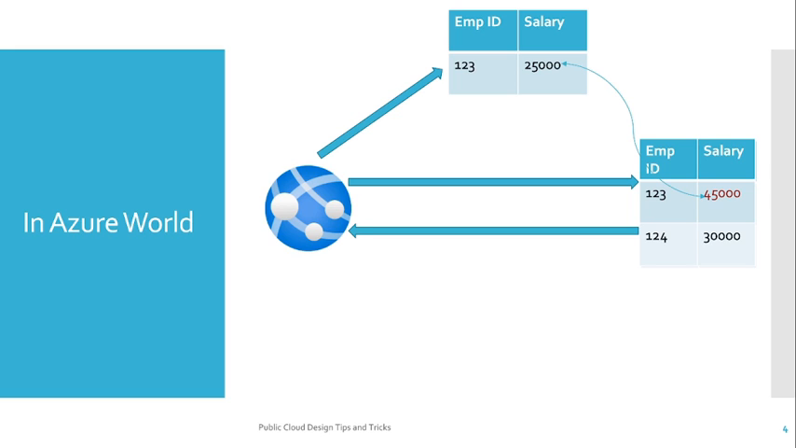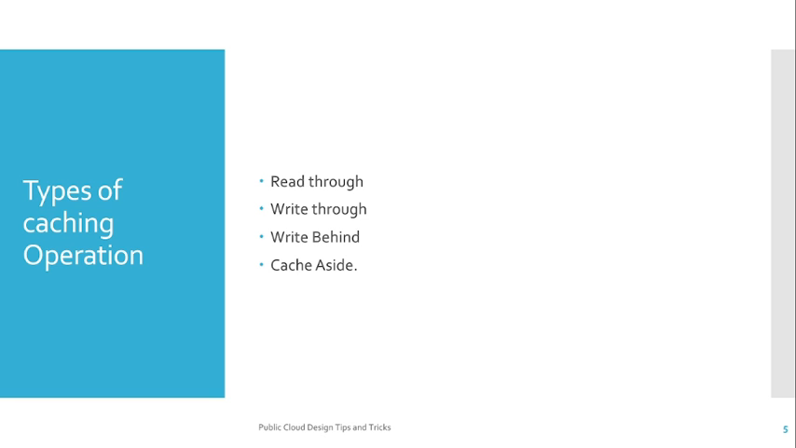So to solve this, we generally use the cache-aside pattern. We will deep dive into it in detail. But before that, let's try to understand the types of caching operation. One is read through, write through, write behind.